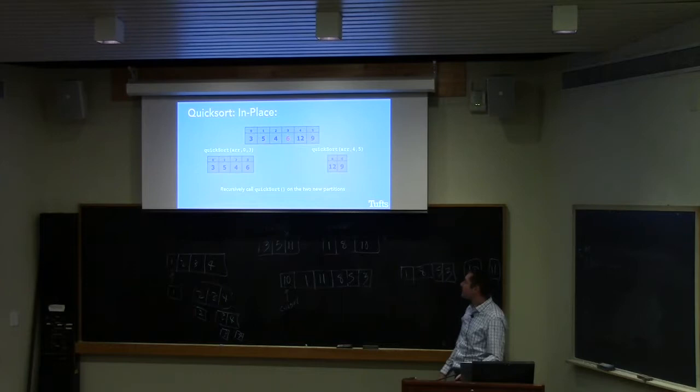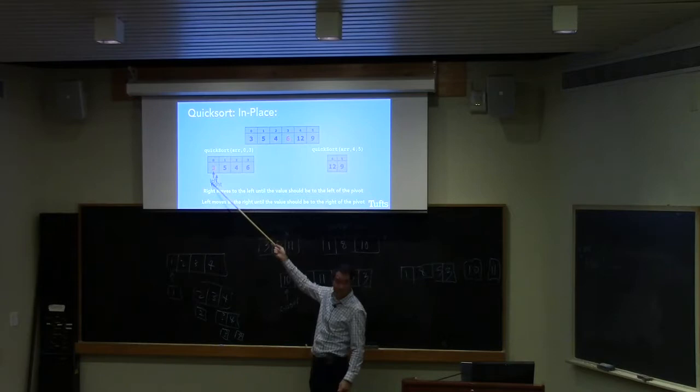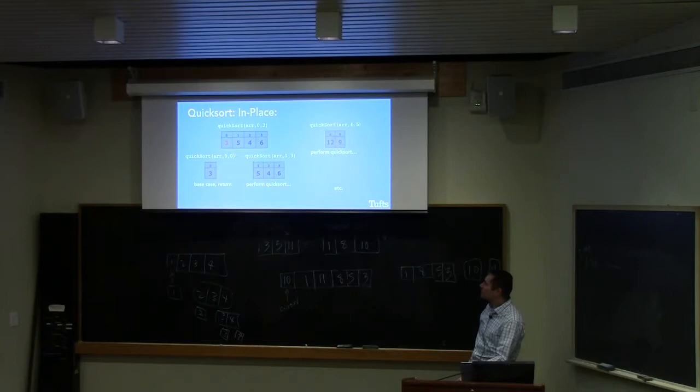Okay? Right moves to the left until the value should be to the left of the pivot. So 6 is going to go that way, that way, that way. In this case, we didn't actually have to move anybody. Technically, we still have to swap these two. I mean, if you're going to follow the algorithm, these two definitely get swapped. You could make another test and say, are they the same? But if you want to, you can. And then they cross, so we swap and so on. Okay?